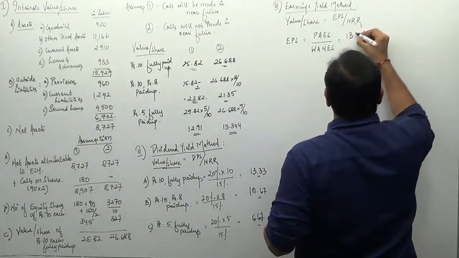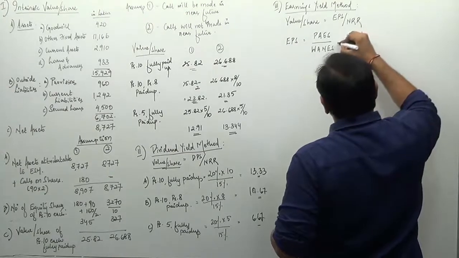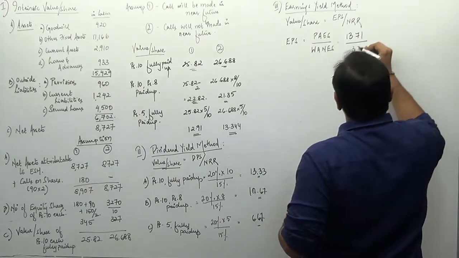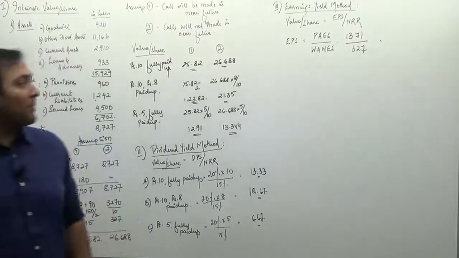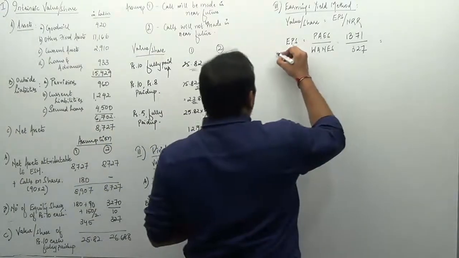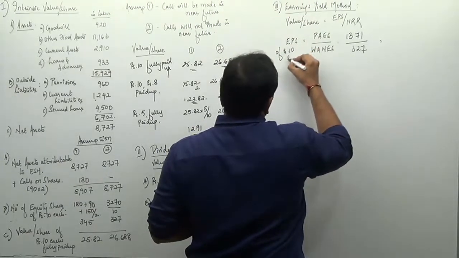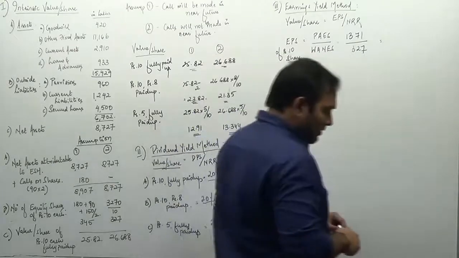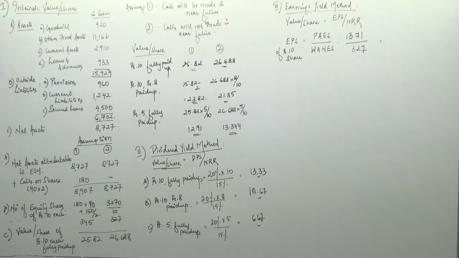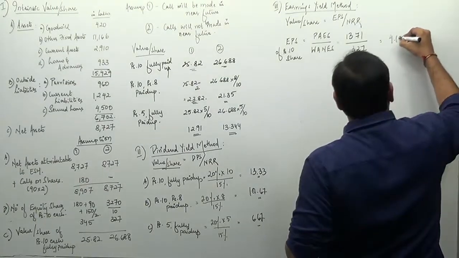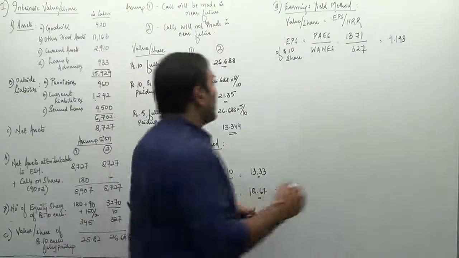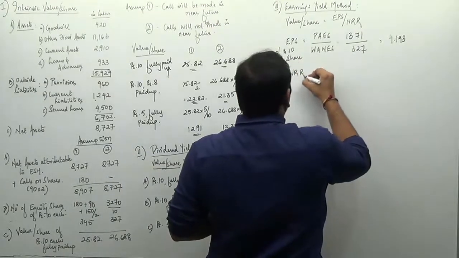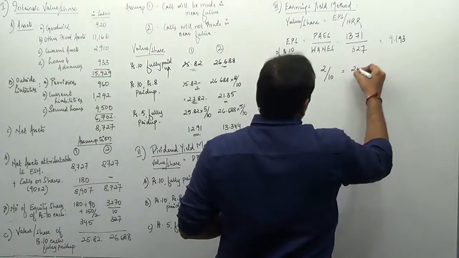PAES 1371. WANES weighted average number of shares is 327, equivalent shares. Identify EPS of this company. This is EPS of rupee 10 share. EPS of a rupee 10 share is 4.193. NRR, he only said 2 rupees for every 10 rupees share, 20%.